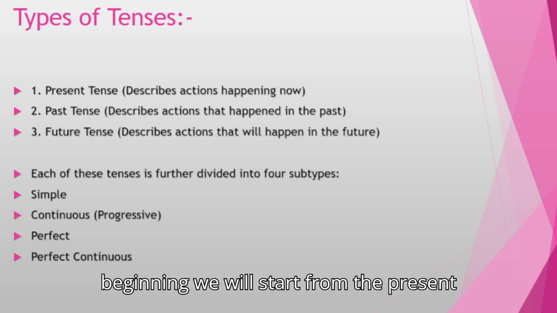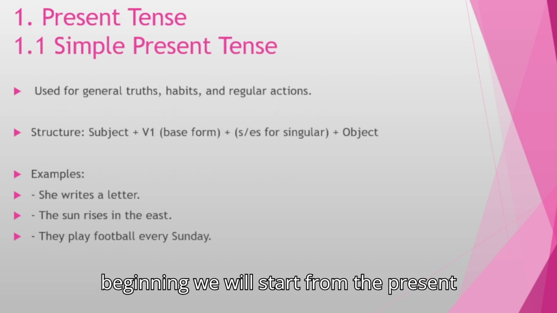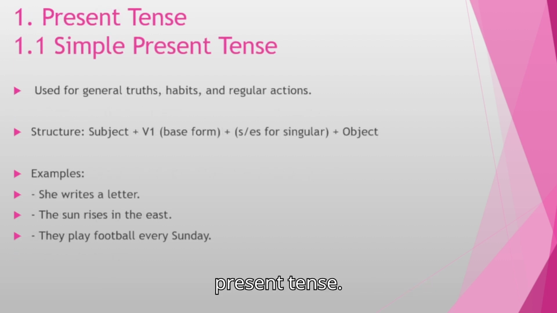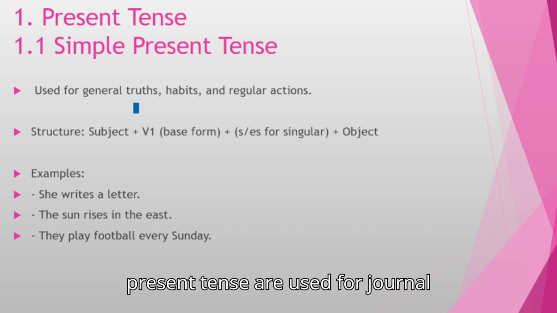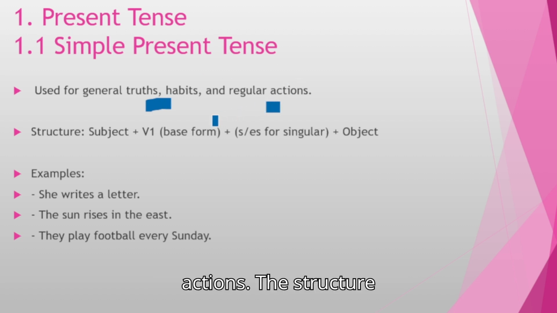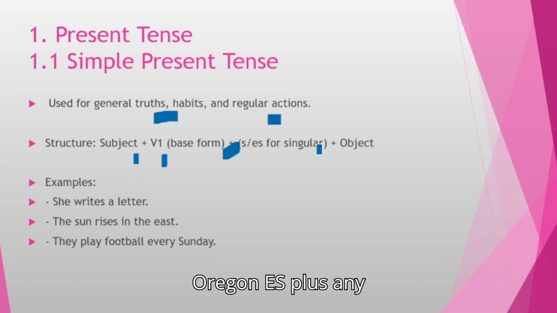From the very beginning, we will start from the present tense. In present tense, we will go for simple present tense. Simple present tense is used for general truths, habits or your regular actions. The structure of the sentence will be subject plus verb's first form plus s or es plus any object.